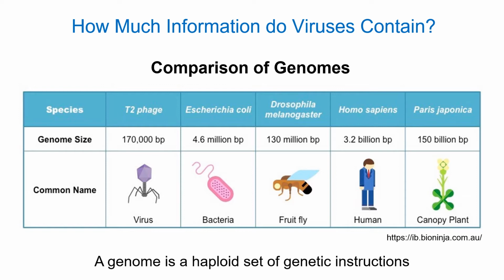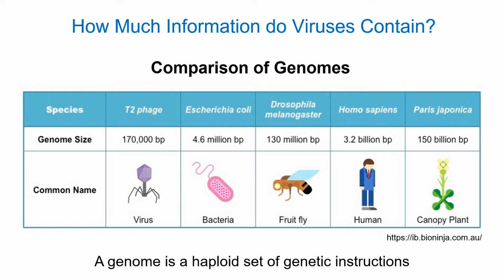And finally, if we compare humans to a canopy plant here, a jungle plant, look how much more information there is in that plant, and that seems rather strange. If we look at other crop plants like wheat and corn, they have huge genomes, and it's not because they're more complex, it's because they have a lot of redundancy. They have multiple copies of many genes, and they have a lot of junk as well.